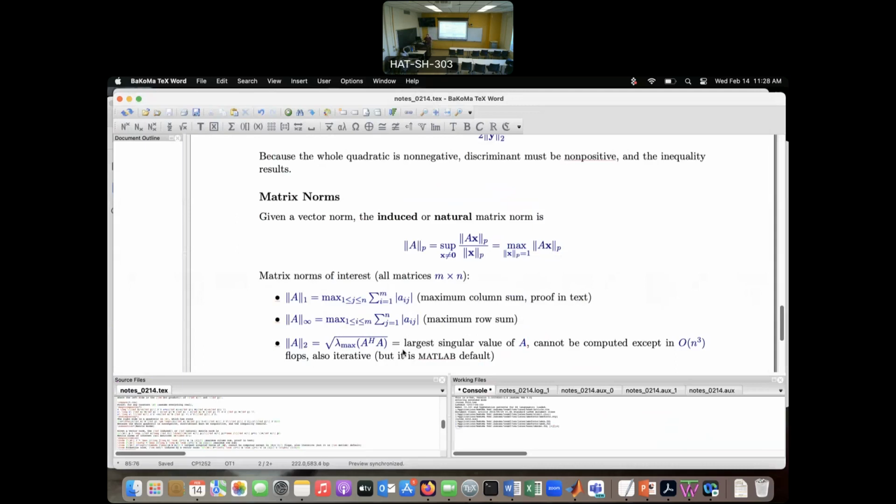In MATLAB, there's a function norm that you can use to compute whatever norm you like of a vector or matrix. The default is to take the two norm, even though for matrices that can be pretty expensive. So if you're trying to take a norm of a matrix and you're concerned about efficiency, you might want to choose a different one.